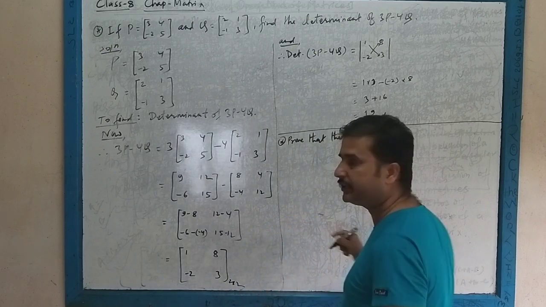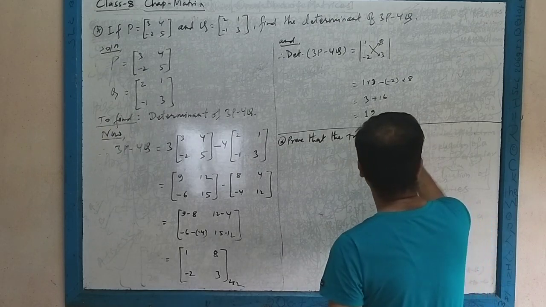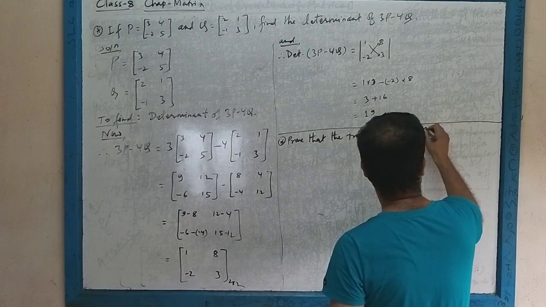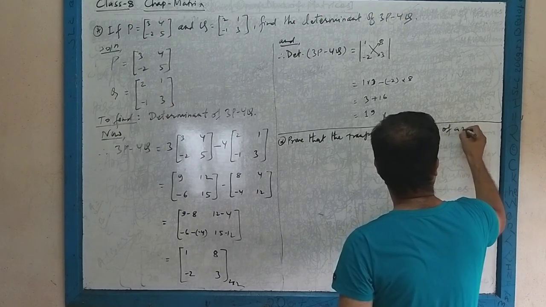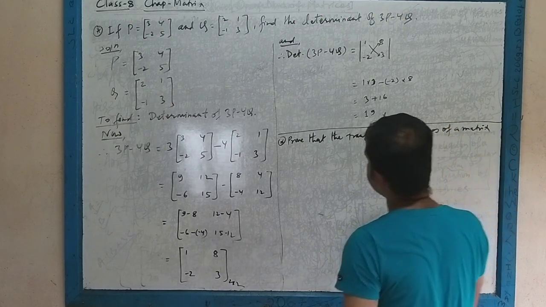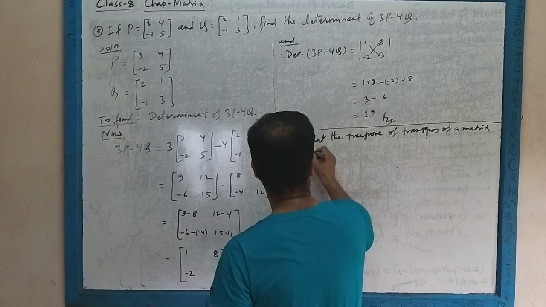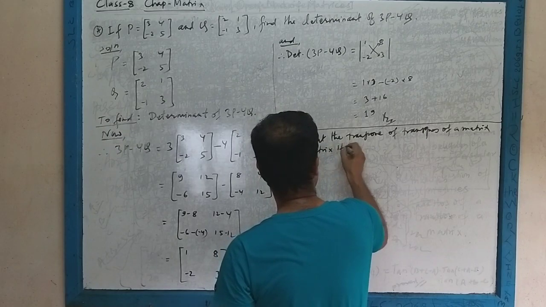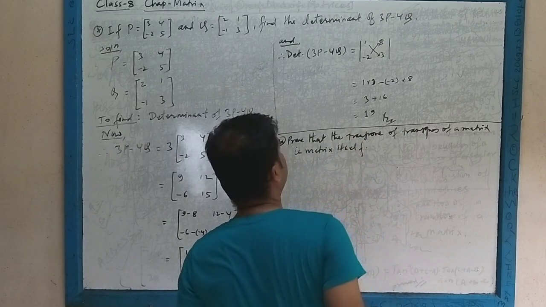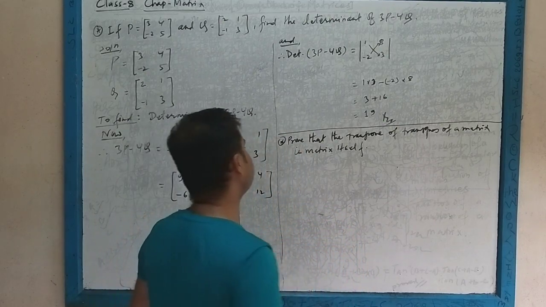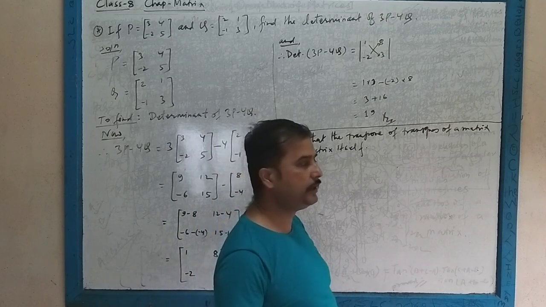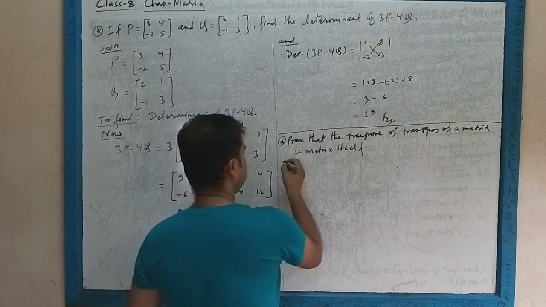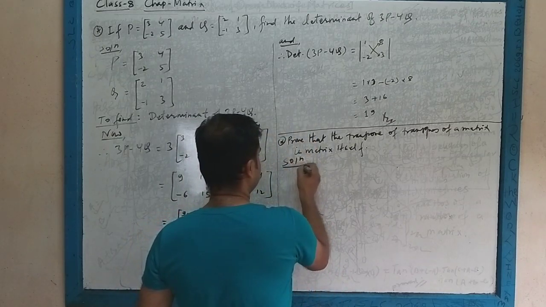Already I have taught this, again I am repeating. Prove that the transpose of a matrix is matrix itself. So let's take our own example and prove this result. Solution.